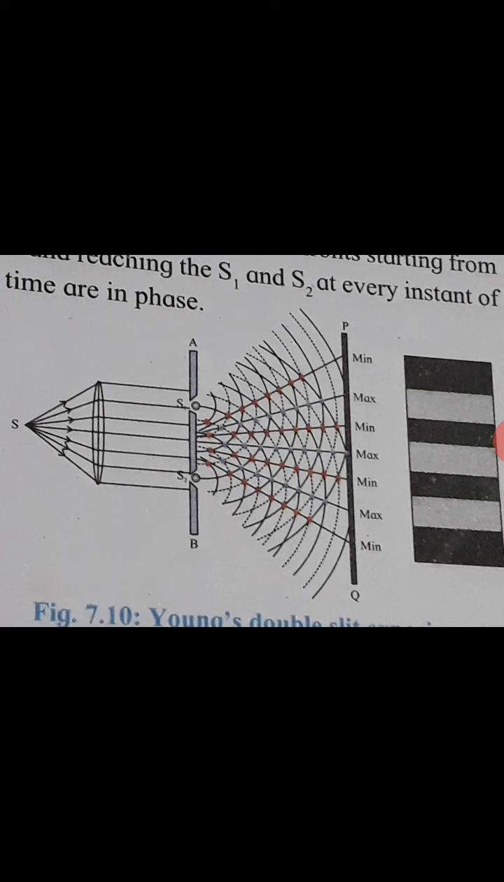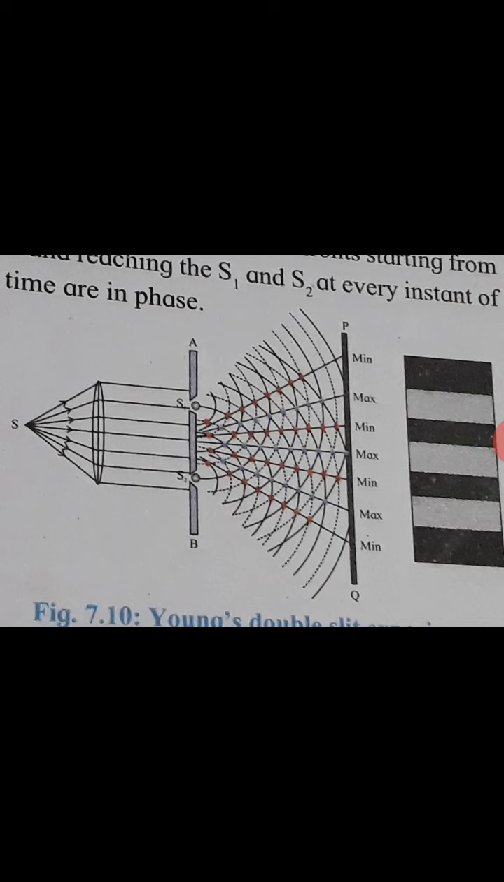So what do you mean by coherent sources of light? Coherent sources means the light coming from these two sources has the same frequency and the same phase, originating in the same phase. Or you may say the phase difference between these two waves is constant. So we'll get a clear interference pattern.